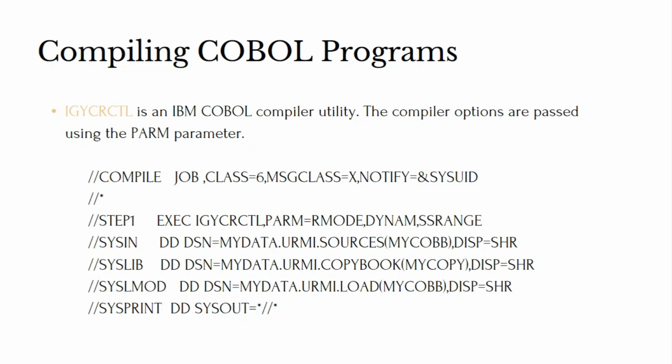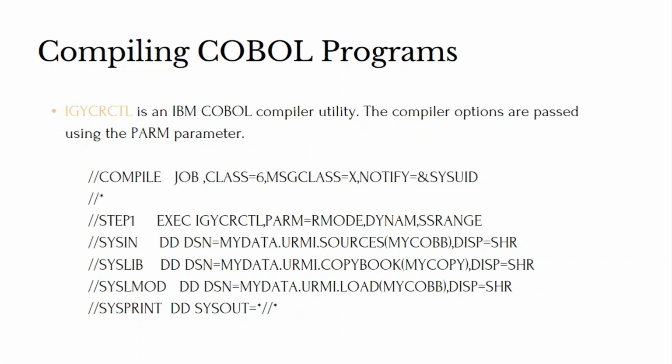The most common utility is IGYCRCTL, an IBM COBOL compiler utility. You can see the compilation job example here. The compiler options are passed using the PARM parameter here. In this example, RMODE instructs the compiler to use relative addressing mode in the program.